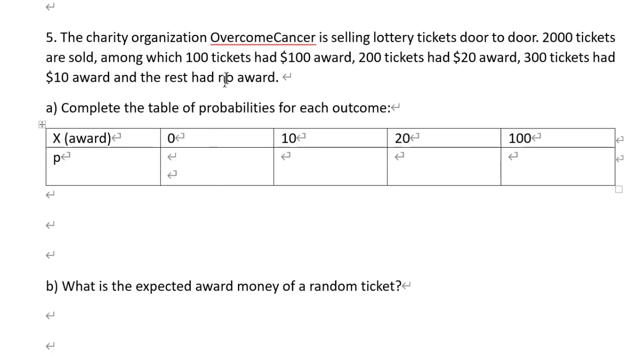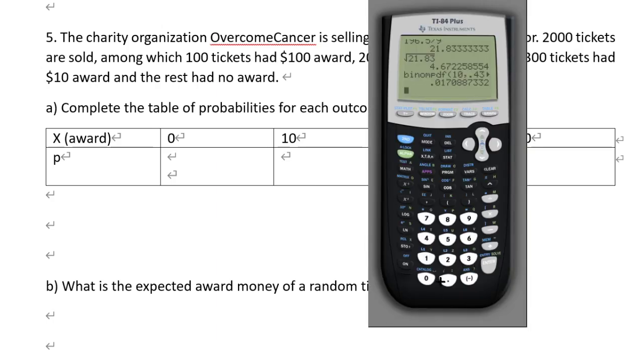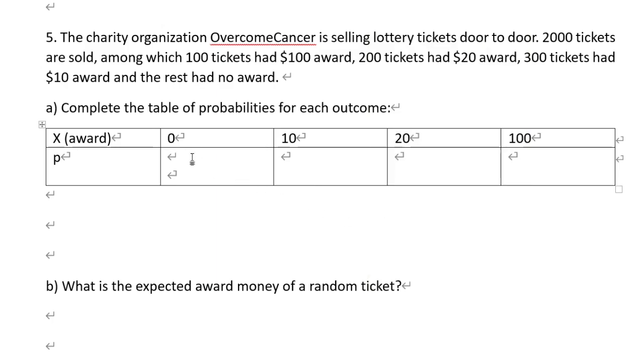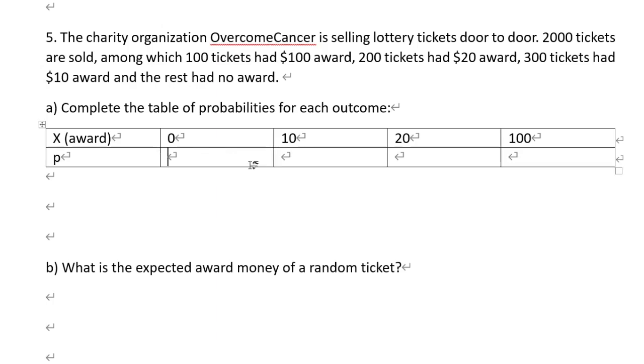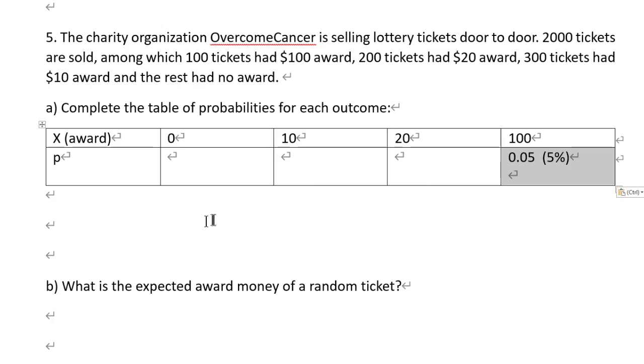The charity organization Overcome Cancer is selling lottery tickets door to door. 2,000 tickets are sold, among which 100 tickets had a $100 award. So there's 100 out of 2,000 that you can get a $100 award, and that's pretty nice, right? So let's see what that is. 100 out of 2,000 is 0.05 or 5%. Sorry, that's the case when you have $100, right?